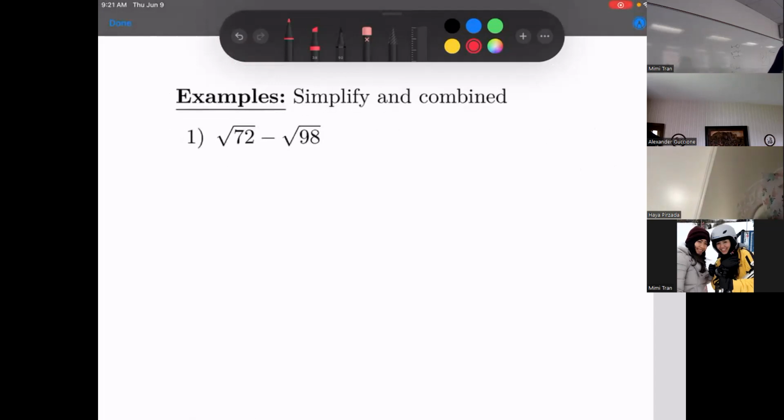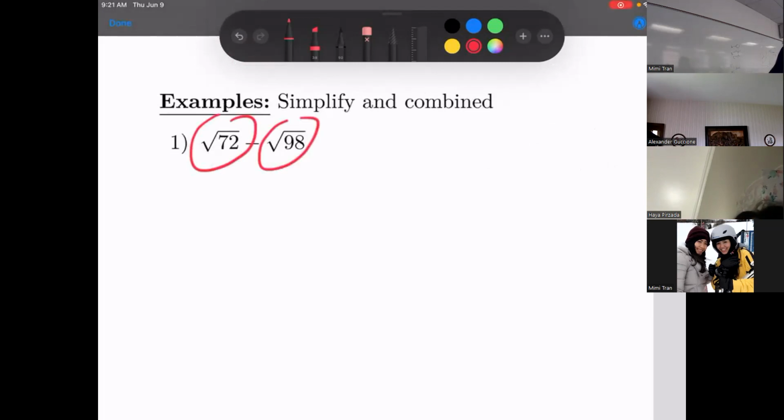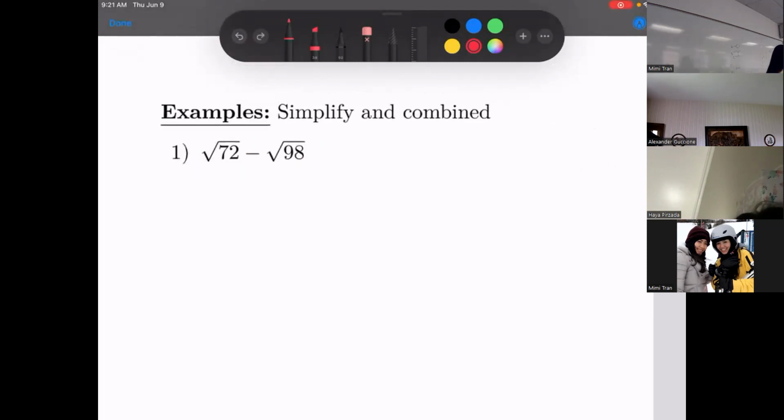So first, I taught you how to simplify each of these individually, right? So let's do that. How do I know? Because I know that in 72, I can take something out. Same thing with 98, right? So I've got to simplify the little ones first before I actually add or subtract them.